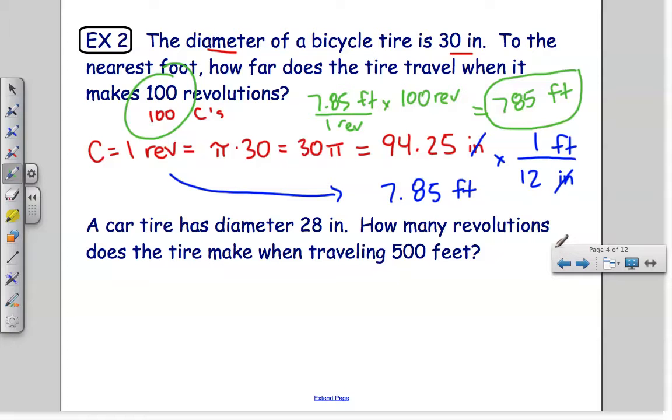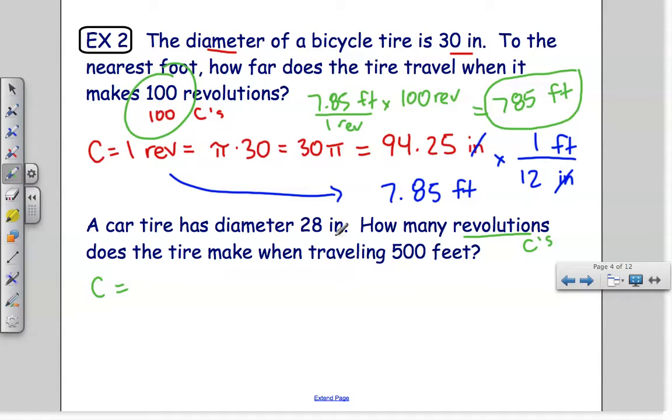Alright, next example here, a car tire has a diameter of 28 inches. How many revolutions does the tire make when traveling 500 feet? How many revolutions? So we don't know how many circumferences, right? Revolution is the same as a circumference. How many we're doing, but we know we travel 500 feet. Well, I'm going to need to know what the circumference is. So what is the circumference of this car tire?